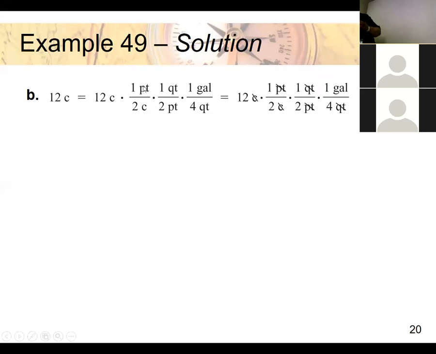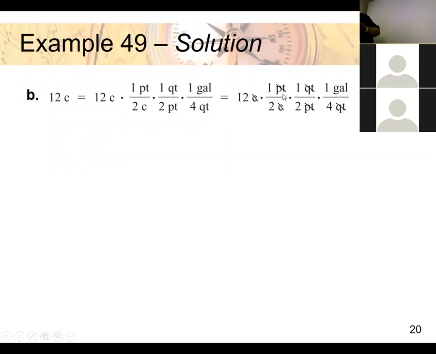We start with cups to pints. So the cups goes in the denominator, the pint goes in the numerator. And then go from pint to quart. And again, 2 pints make up a quart. So the 2 pints is in the denominator, the 1 quart is in the numerator. And then finally, 4 quarts make up a gallon. So the 4 quarts goes in the denominator, the 1 gallon goes in the numerator.